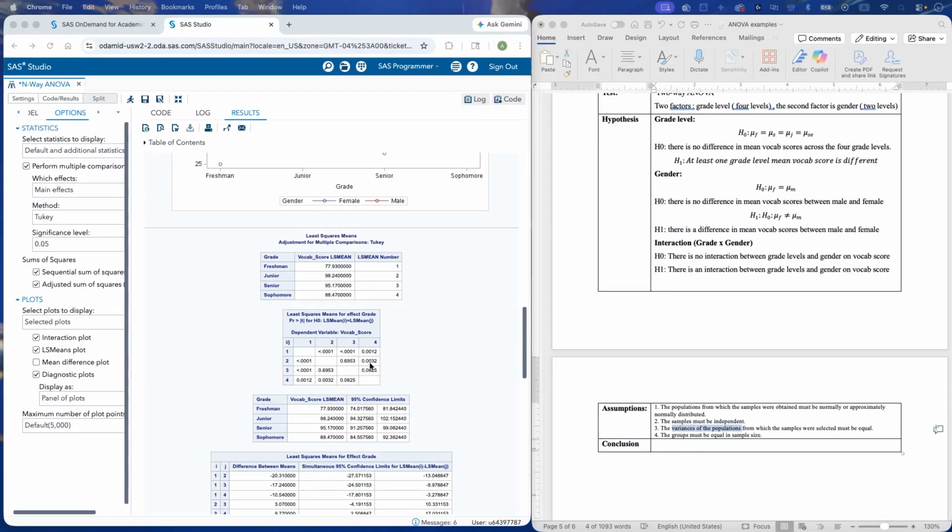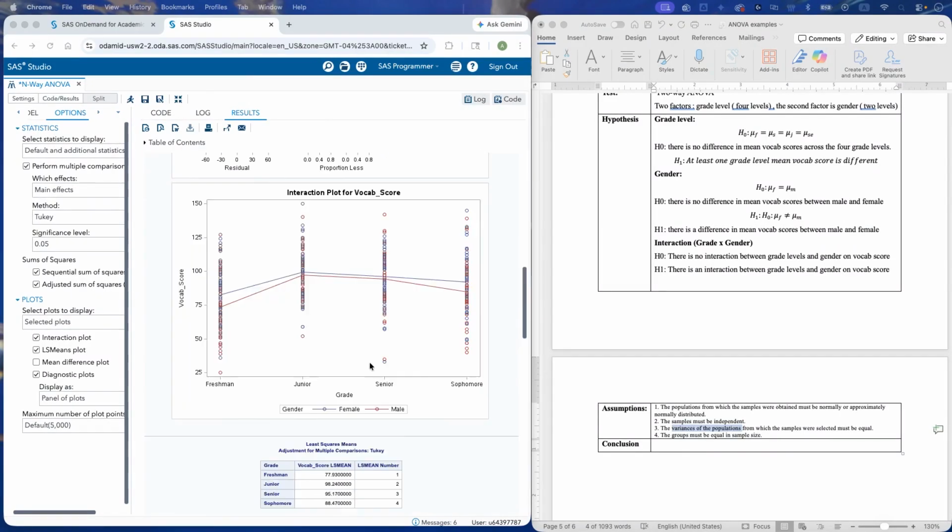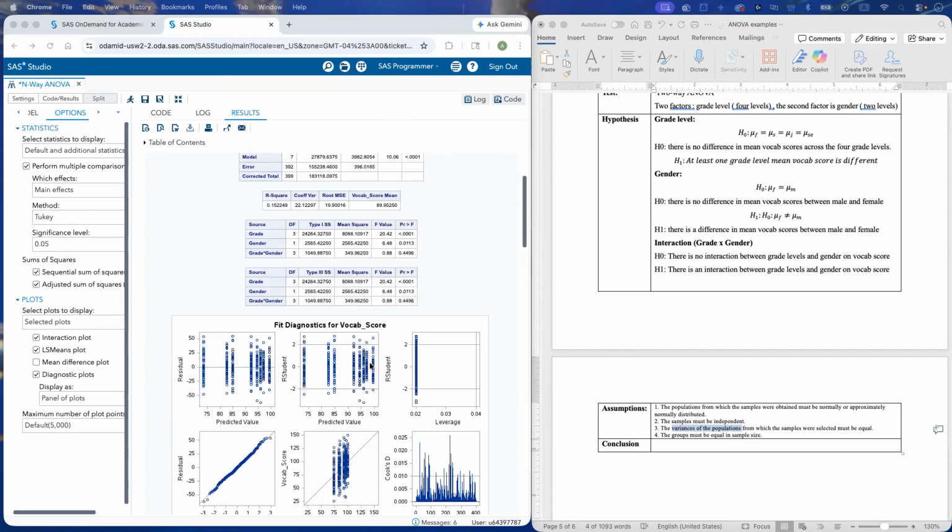The same is applicable to what? To the gender. Go back to the gender. We said that we rejected the hypothesis. What does it mean? There is a difference in mean vocab scores between males and females. So there is a statistical difference. We don't look at the Tukey because we have only two categories. So we say that there is a significant difference, then we are done. We do have a significant difference between these two.